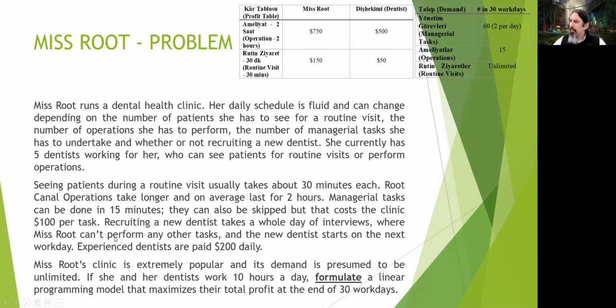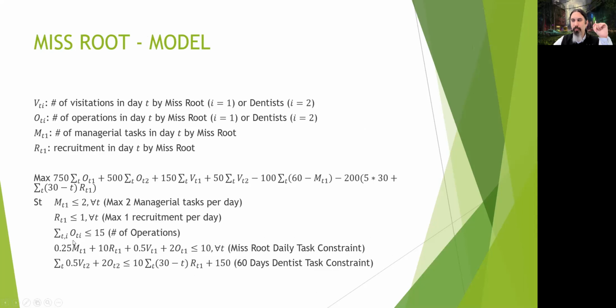Managerial tasks. It says that managerial task takes only 15 minutes. So it's 1 over 4 hours, okay, 0.25 hour per managerial task. Plus, recruitment takes all day, 10 hours. So if I'm recruiting someone, if this value is 1, then it's 10 hours. And then there's the visitations. It takes only half an hour, 30 minutes. So 0.5 times visitation number, plus operations, which take 2 hours. So 2 times number of operations. This is how Miss Ruth can allocate her time. All right. And this is how dentists can allocate their time for all the days.